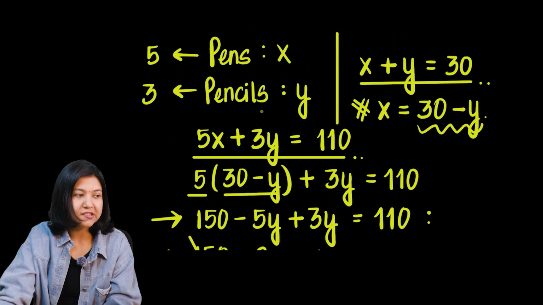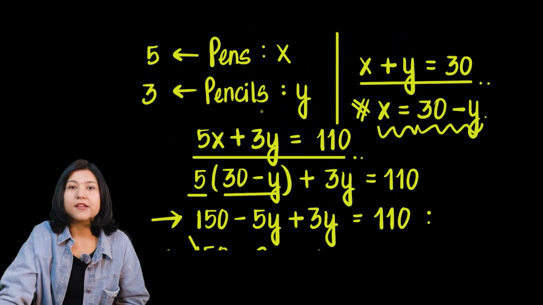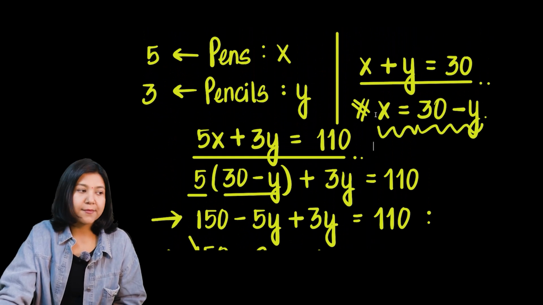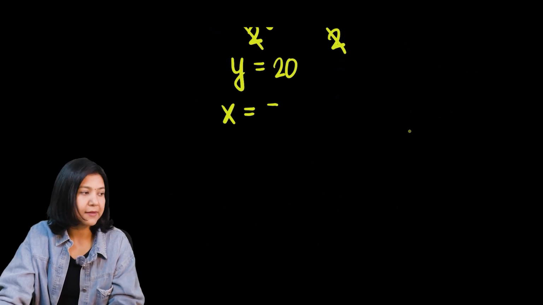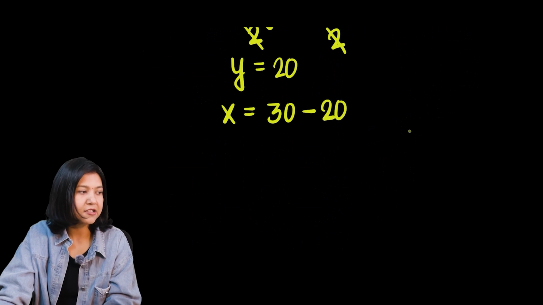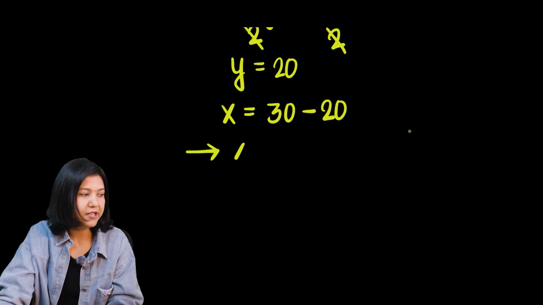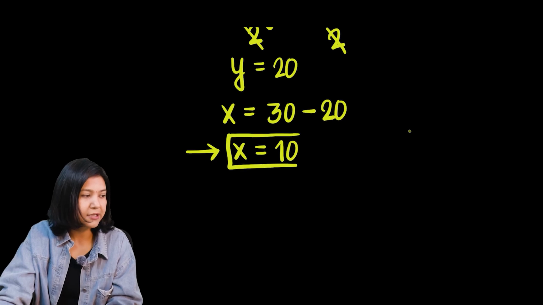Remember, we had used this statement to solve for the number of pens. I know that the number of pens is simply equal to 30 minus y. So I'll just plug it here. x equals 30 minus y. And because I got the value of y as 20, I'll plug it here, and simply the answer becomes x equals 10. Which means you are actually buying 10 pens and 20 pencils.